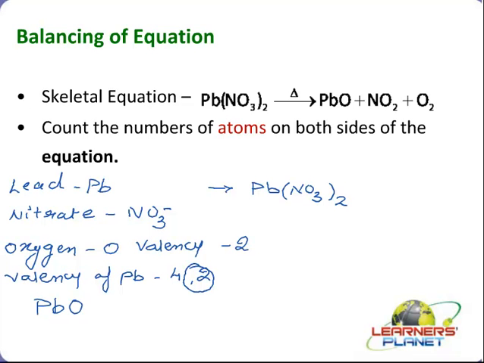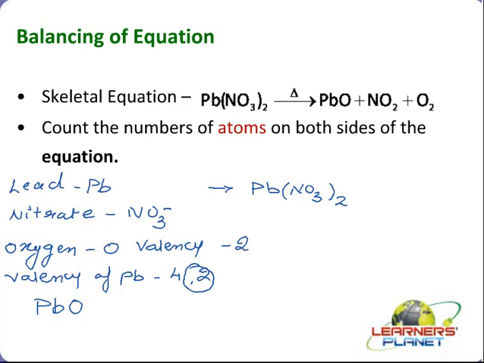Now we have got nitrogen dioxide. As the name indicates, it is dioxide, meaning there are 2 oxygen atoms attached to nitrogen. And we are getting here oxygen. That is how oxygen exists. It exists as a diatomic molecule. Remember? Now let's balance this equation.